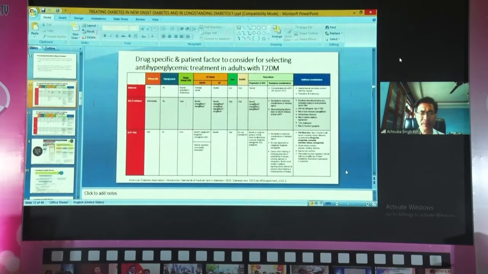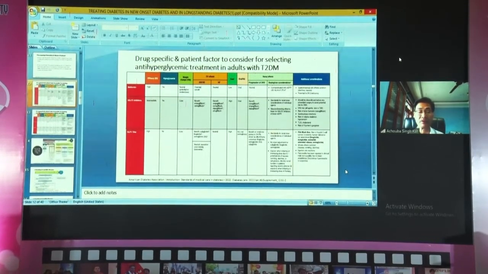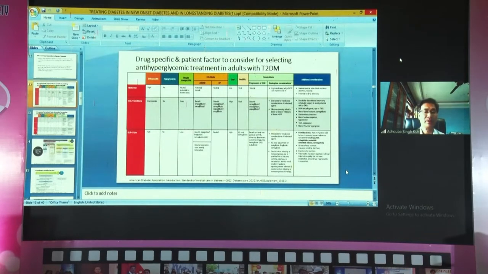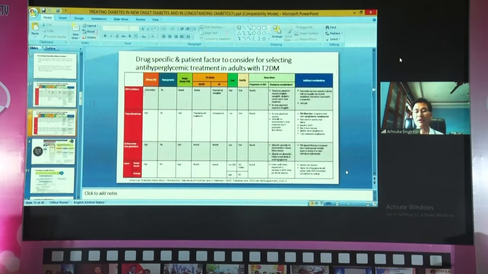There are so many proven molecules, some with an FDA black box warning, like metformin, in terms of efficacy, hypoglycemic episodes, weight change, the presence of ASCVD or heart failure, and cost, and in the presence of renal events, how to use them. These are the parameters we have to consider in using metformin, SGLT inhibitors, GLP-1 receptor agonists, or DPP-4 inhibitors. I need not go into them because they have been discussed at length.